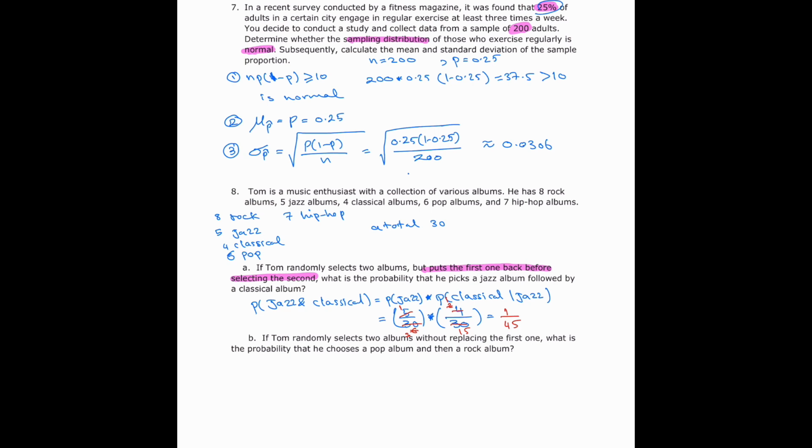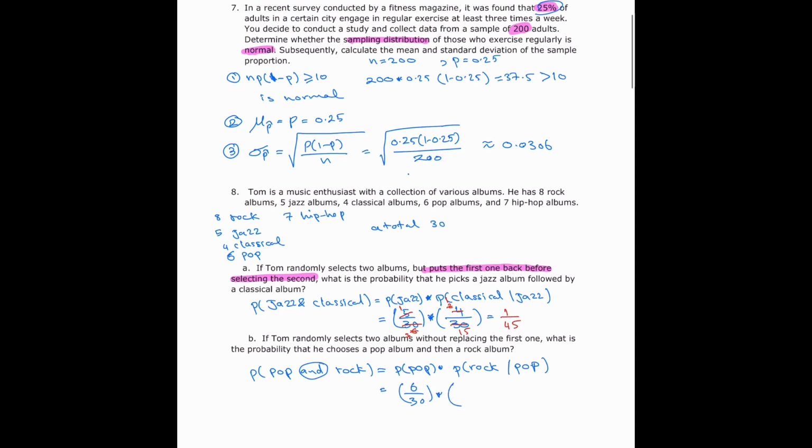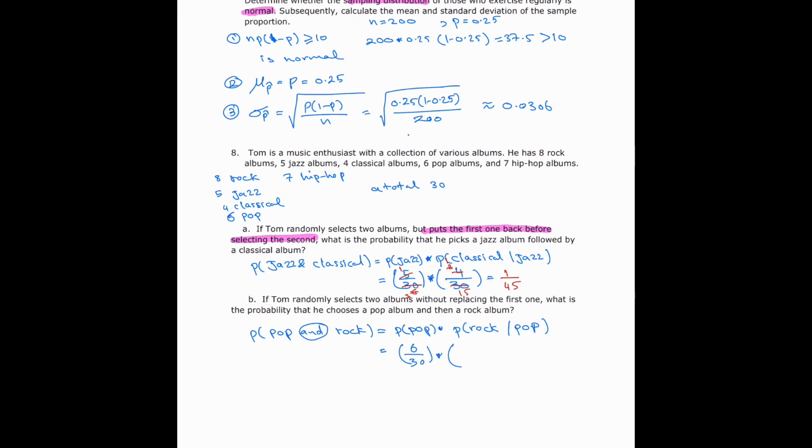If Tom randomly selects 2 albums without replacing the first one back, what is the probability he chooses pop and then chooses rock? Because of this action, it is a product rule again. So that is the probability of pop times the probability of rock, given that he chooses the first one to be pop. So the probability of selecting the first one pop is how many pop we have, which is 6 over 30.